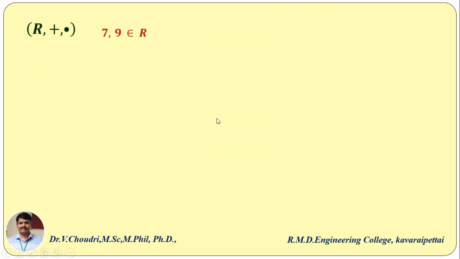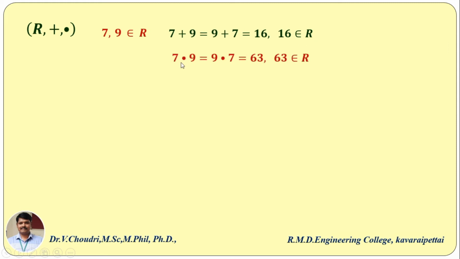Now we come to this one. I am taking any two numbers. If I add 7 plus 9, first and second or second and first, both results belong to the same set. Also 7 into 9 or 9 into 7, multiplying the first and second or second and first, both answers belong to the same set. If the set satisfies this condition, it satisfies the commutative property.